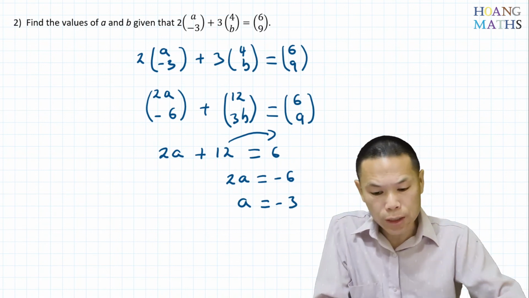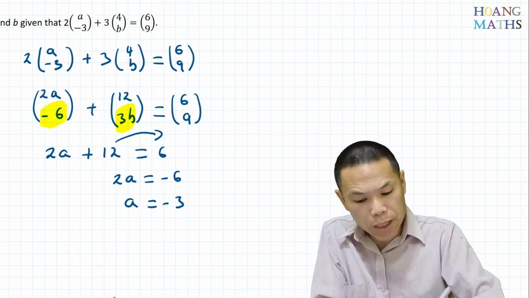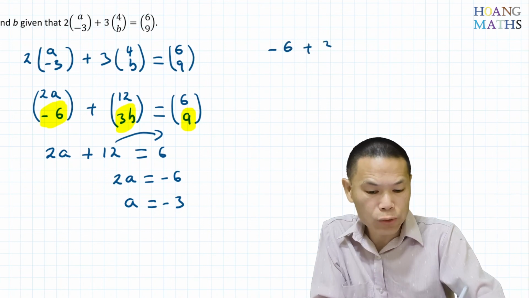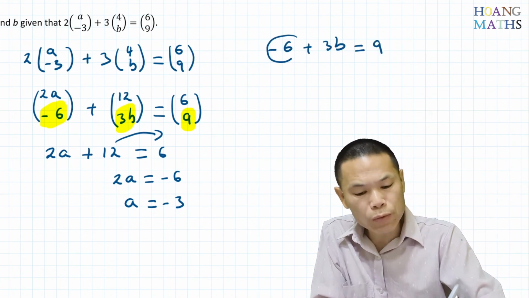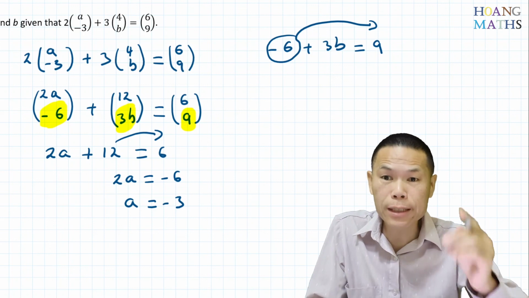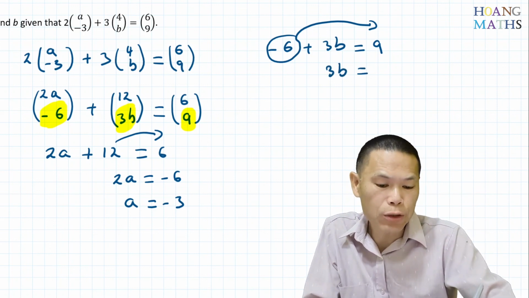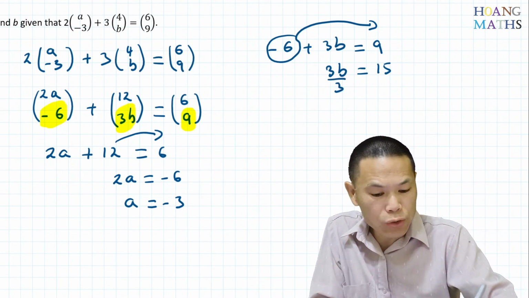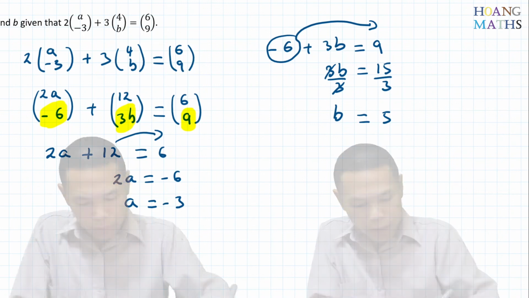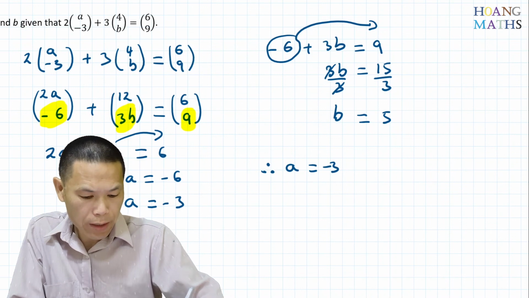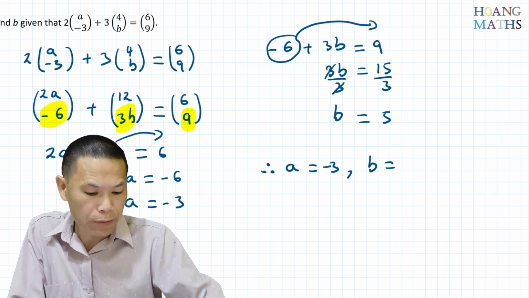Then for the j component, that is -6 plus 3b is equal to 9. So -6 plus 3b is equal to 9. I just move this -6 to the right hand side, so that becomes 9 plus 6. 9 plus 6 is 15. So 3b is equal to 15. I just divide by 3 on both sides. Therefore b is equal to 5. So we have a is equal to -3 and b is equal to 5.